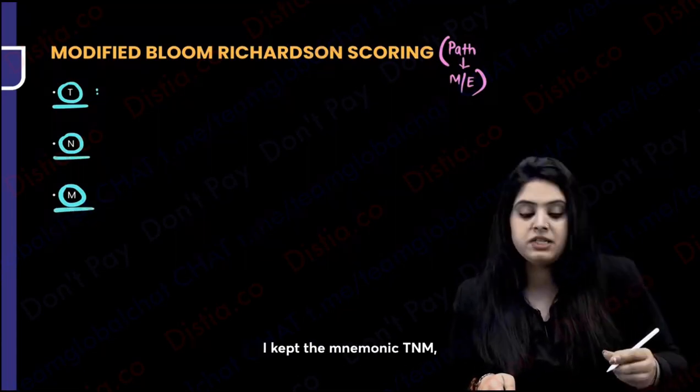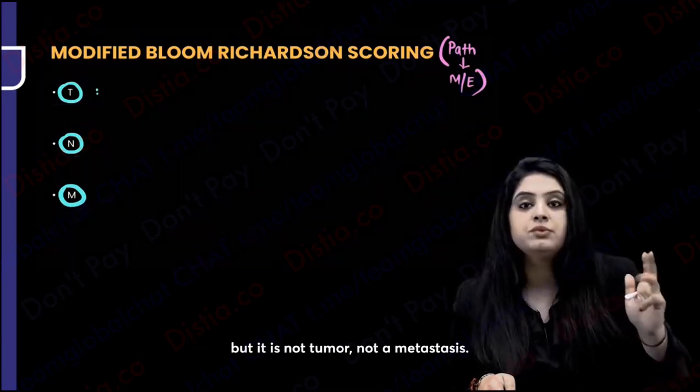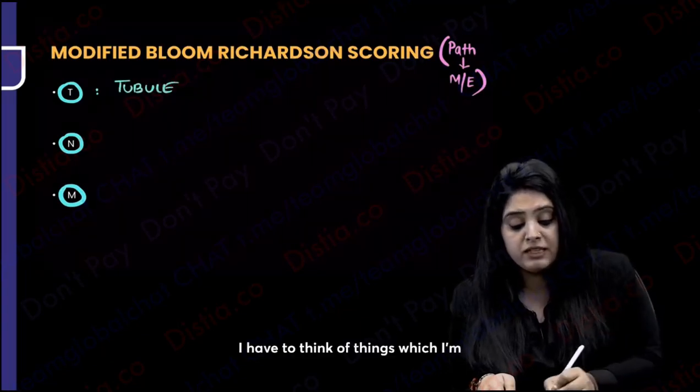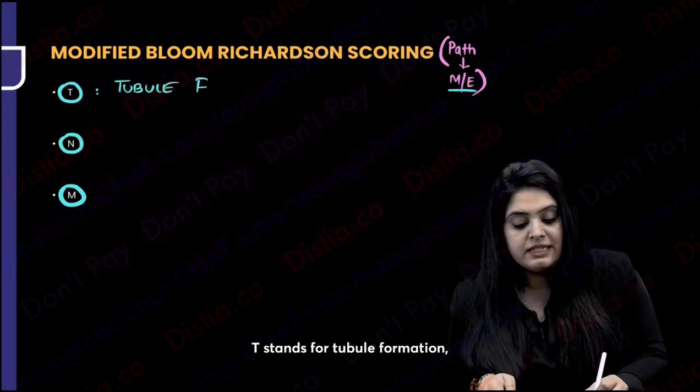I've kept the mnemonic TNM, but it is not tumor, node and metastasis. T stands for tubule formation. I have to think of things which I'm seeing under the microscope. T stands for tubule formation.